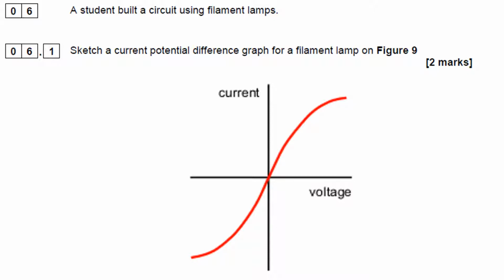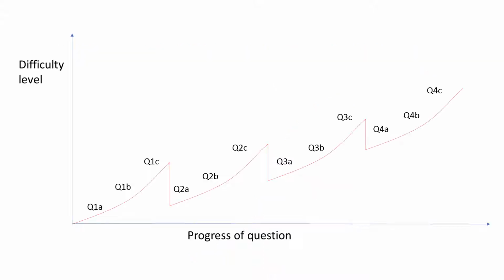Which you should be able to work out is resistance. So shallow line, more resistance. So as the bulb heats up, as the filament heats up, the resistance increases. But you know what? That is a much easier question than the last one we looked at. So this is what it looks like. This is difficulty-wise, this is a graph of what your exam paper would look like.